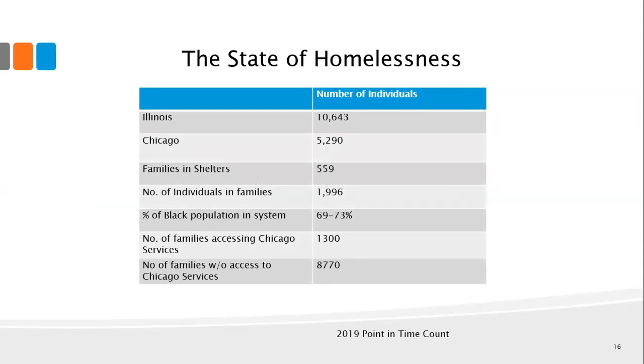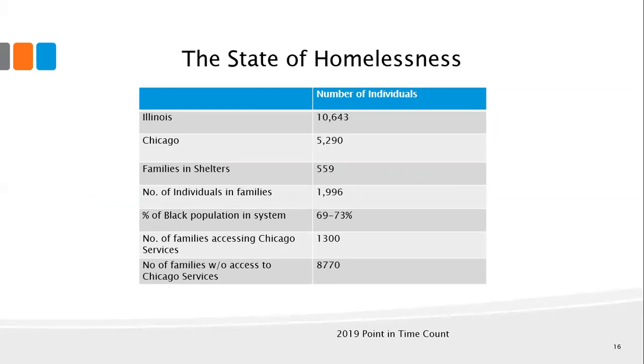So in Illinois, 8 out of 10,000 people are experiencing homelessness. In Chicago, that number changes to 21.8 of those 10,000 people are experiencing homelessness. The data that you see comes from Chicago's Point in Time Count report.